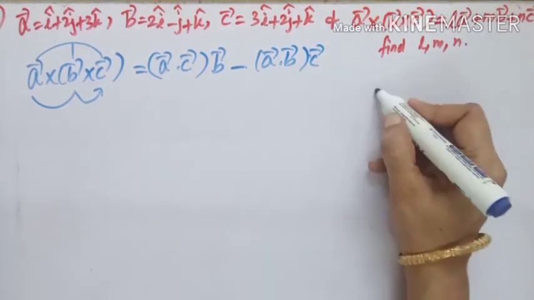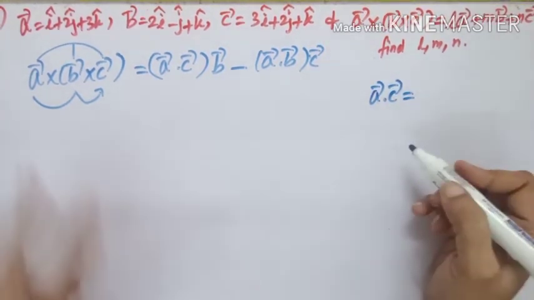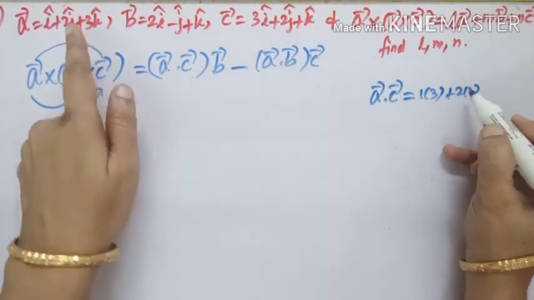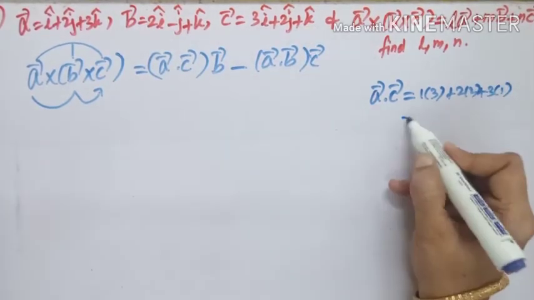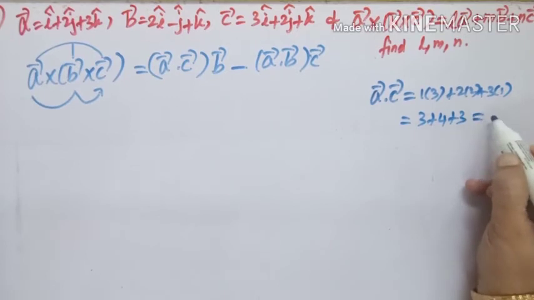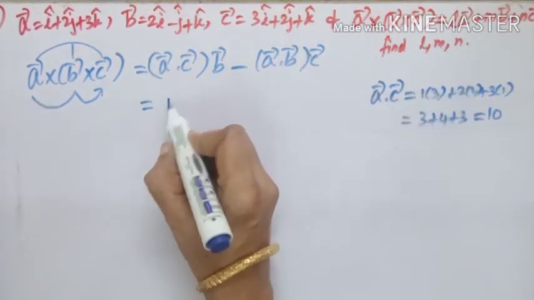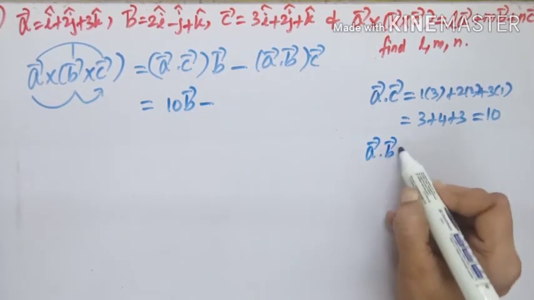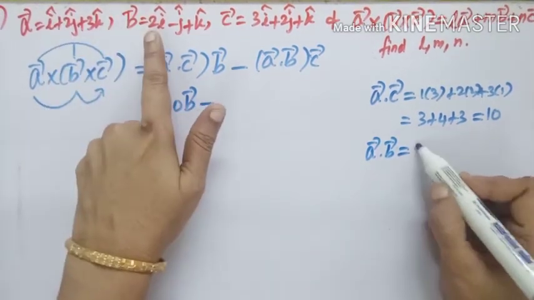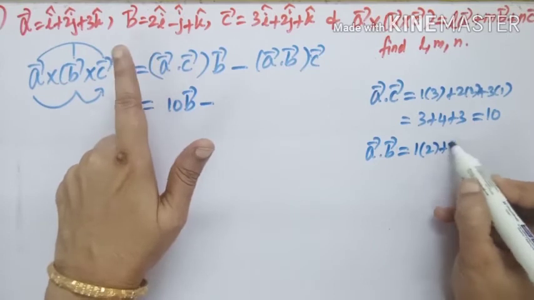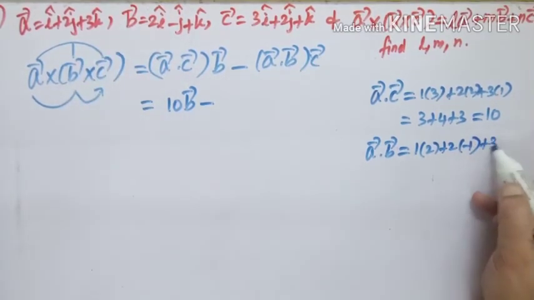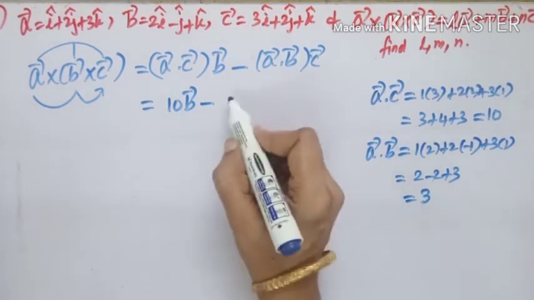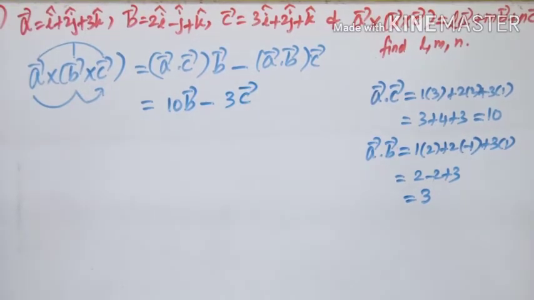What is A dot C? Let me find separately. A dot C is equal to I and I, 1 into 3, J and J, 2 into 2, K and K, 3 into 1. That is 3 plus 4 plus 3, which is 10. So this is 10B vector minus, I want to find A dot B. 1 into 2, I and I. J and J, 2 into minus 1. K and K, 3 into 1. That is 2 minus 2 plus 3, which is 3. So this is minus 3C vector.